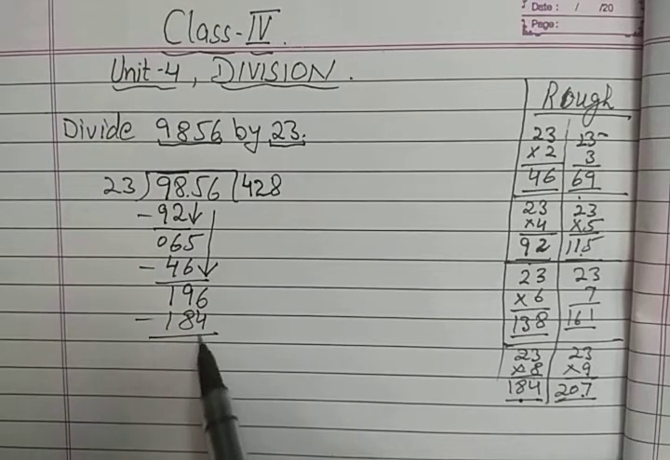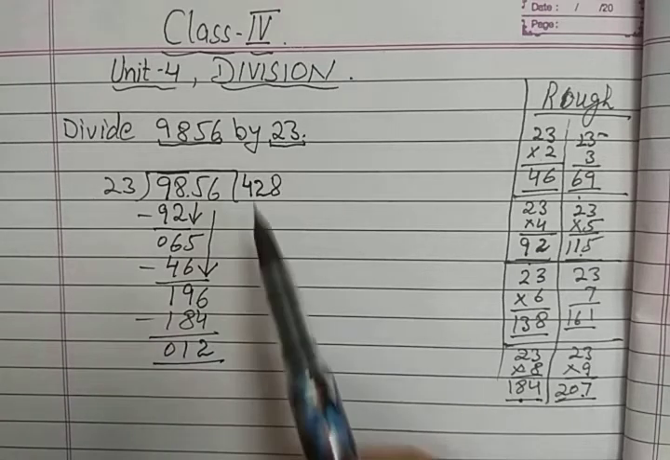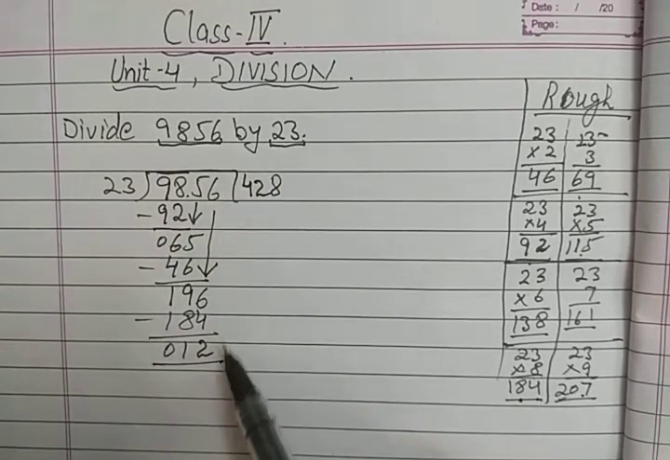Subtract it. So here it is 12 and it is 0. Now there is no other digit left to come down.